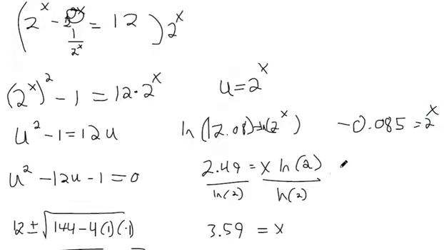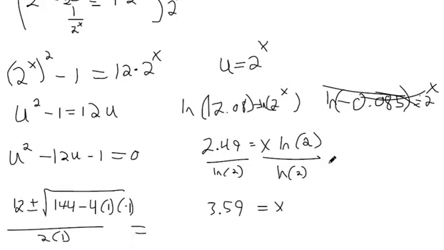We got a solution. Over here, if you try to take the natural log of both sides, though, you're going to get no solution because this is not possible. You can't raise e to a power to make it equal negative instead of positive. So this one has no solution. So we only got one answer, 3.59.